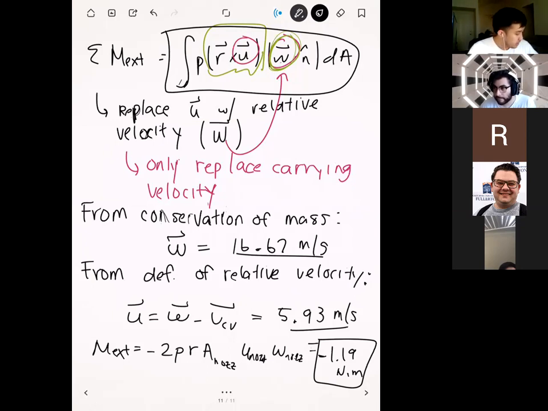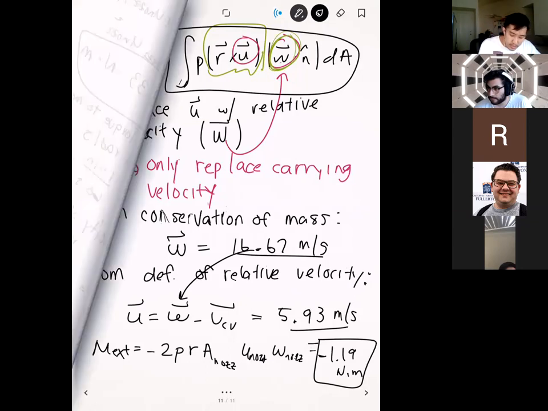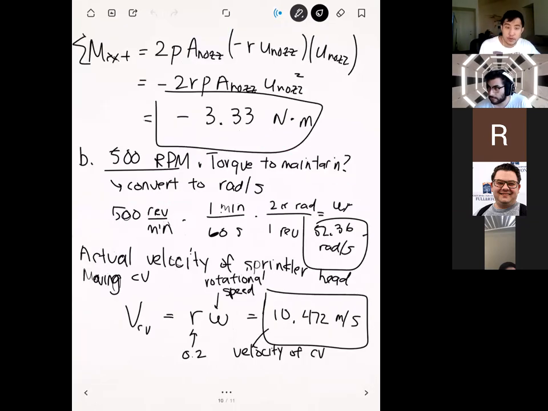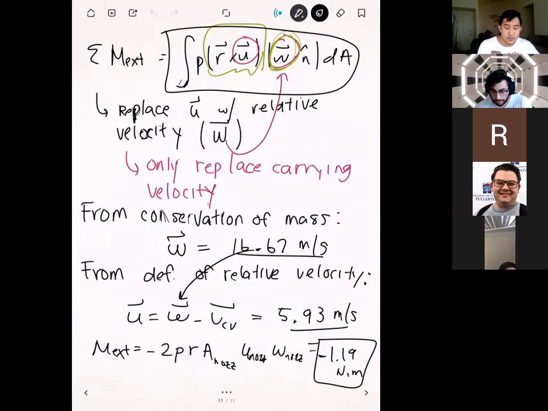All right. Are there any questions on this? Yeah, where did you grab the 5.93? Was that just plugged in values from? Yeah, so I plugged in basically 16.67 in for W, and then for VCV, I plugged in the 10.472 from the previous page right here. And so you take the difference between them, you get 5.93.